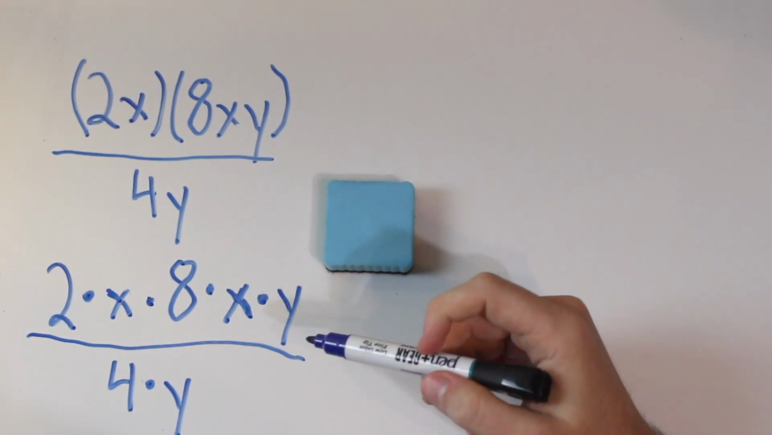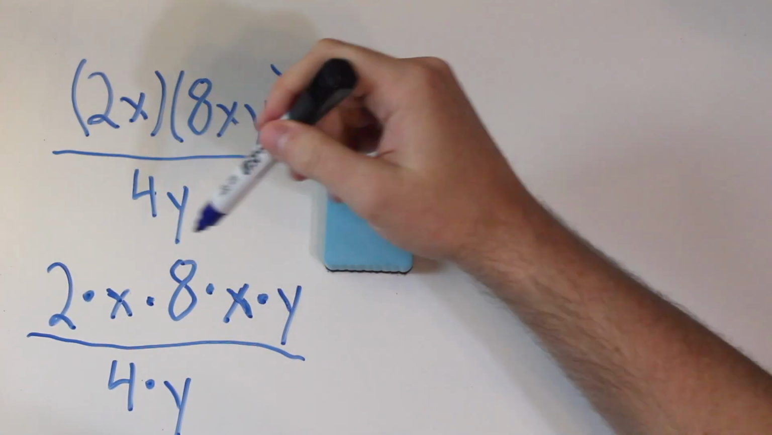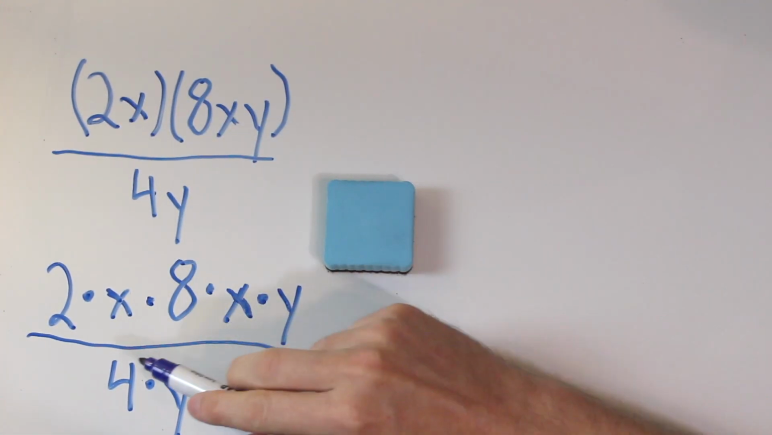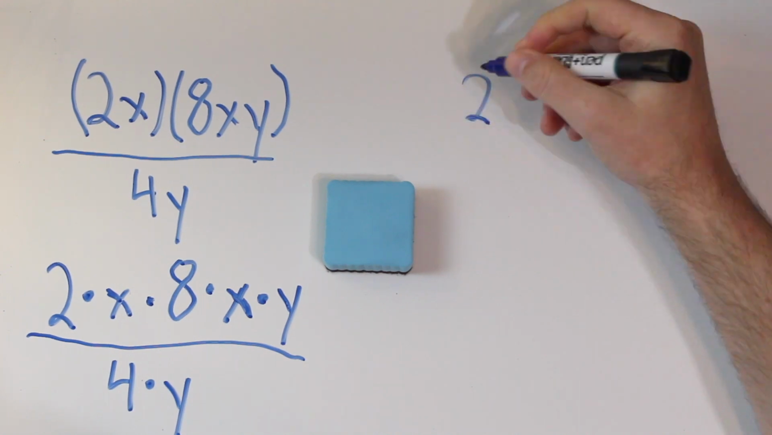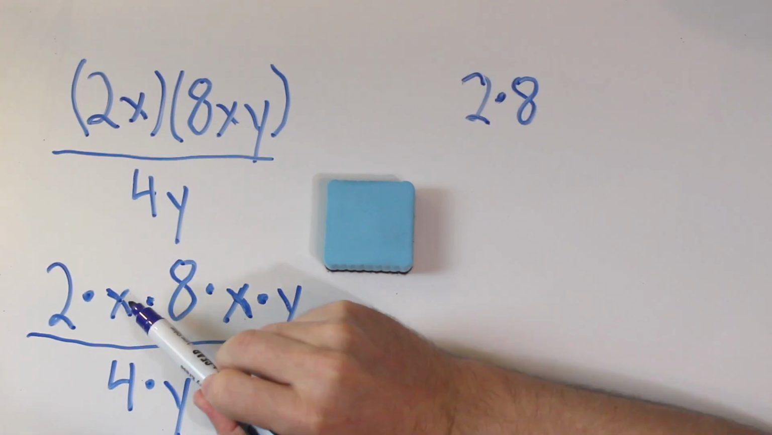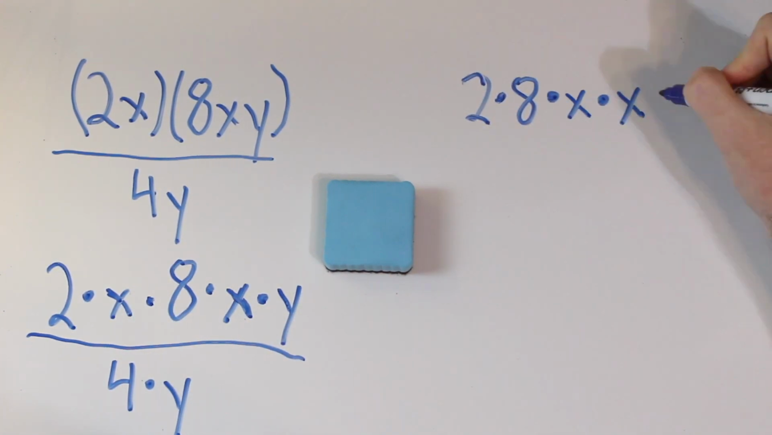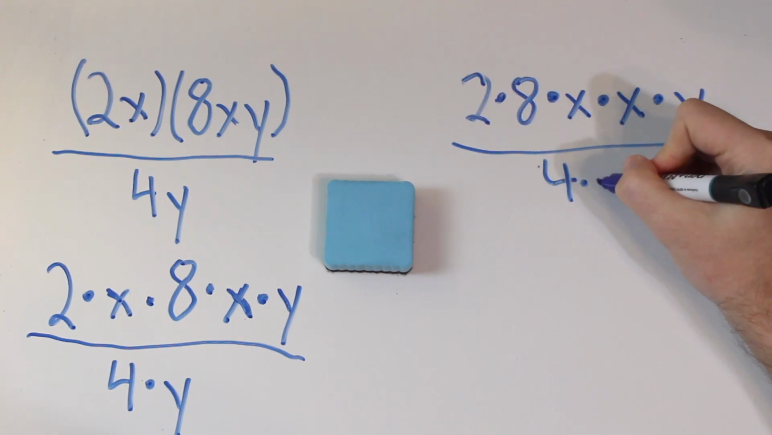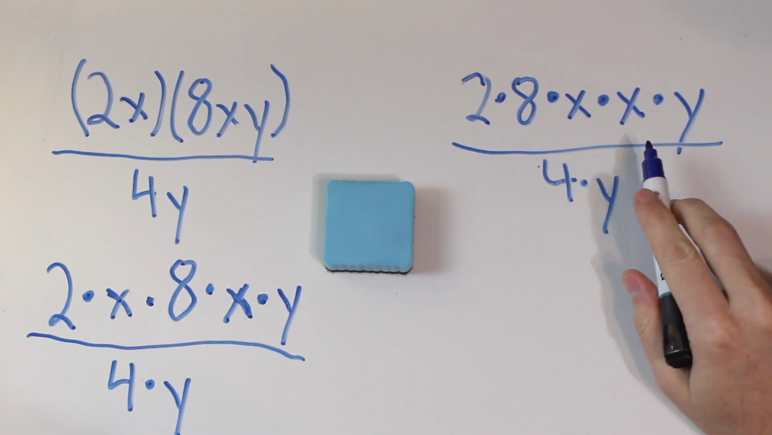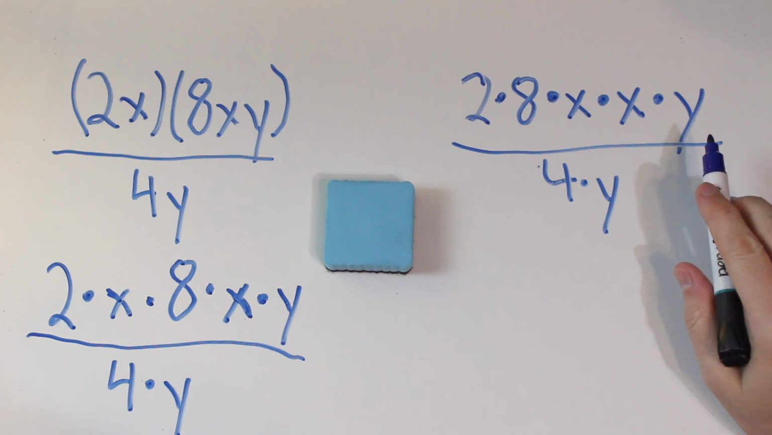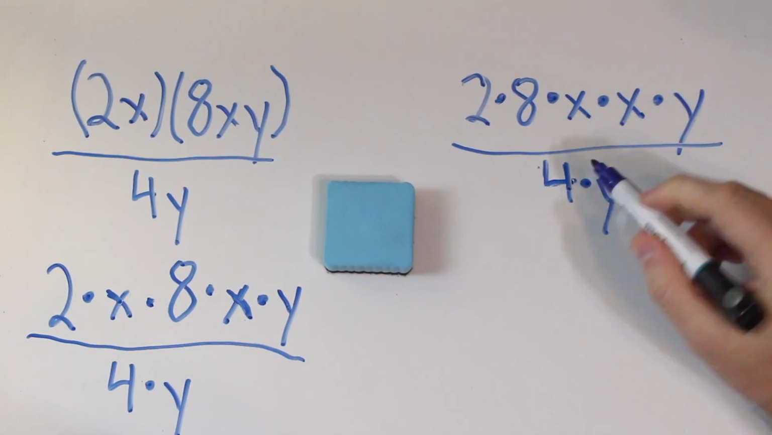Now, let's use the commutative property to do a little rearranging. Let's group the constants together up top. Let's also bring the x's next to each other. So now our problem reads 2 times 8 times x times y over 4 times y.